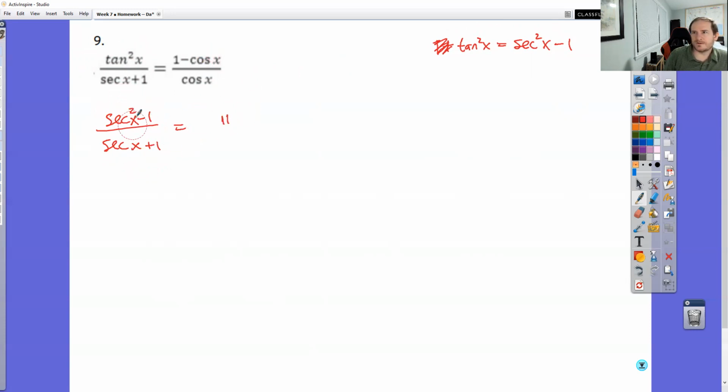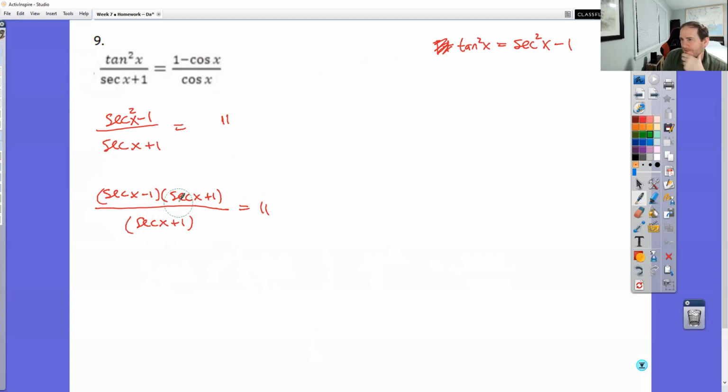Now here, we can take this, secant squared minus 1, and we can factor it as a difference of squares. So you get secant x minus 1 times secant x plus 1, and that's all over secant x plus 1, which means you're wondering if these things are the same. You can cancel this whole thing. And that actually kind of feels like it's bringing us further away from where we want to be, because at least before we were a fraction, and now we're not. We're just a secant x minus 1.